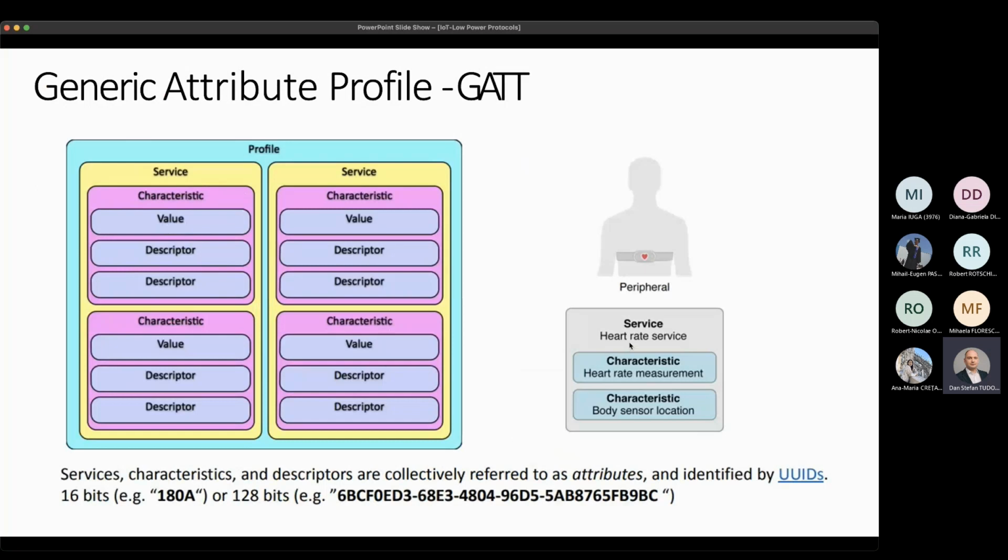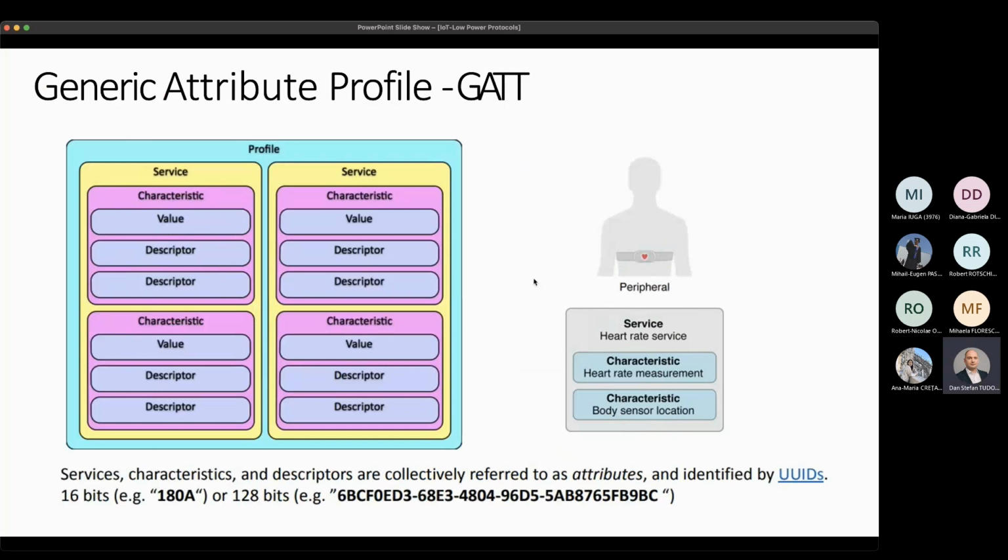For example, you can have a service called the heart rate service, which is targeted to devices that measure the heart rate, and you can uniquely identify a heart rate device through its characteristics. So you can have a characteristic which is targeted exactly for heart rate measurement, and then another characteristic within that service for body sensor location, so where the sensor is located on the body. So, for example, on the torso.